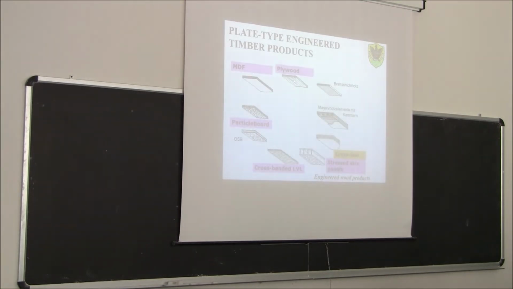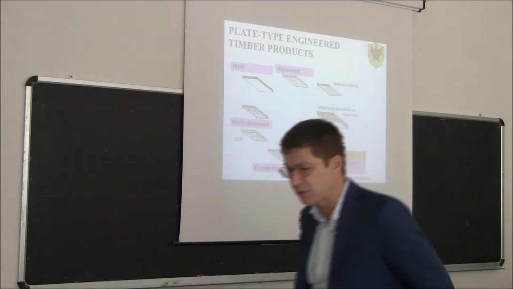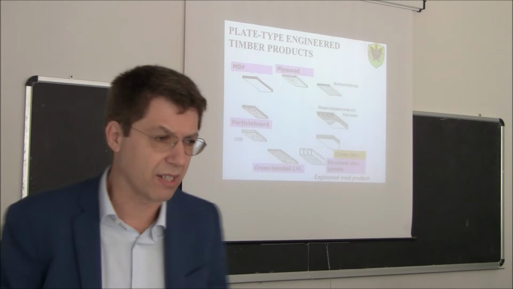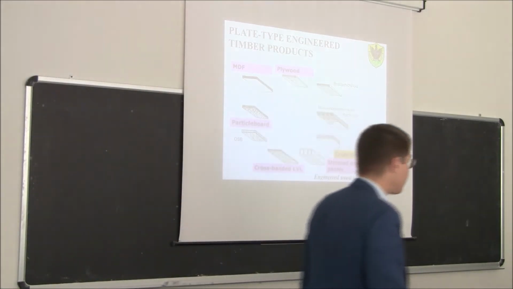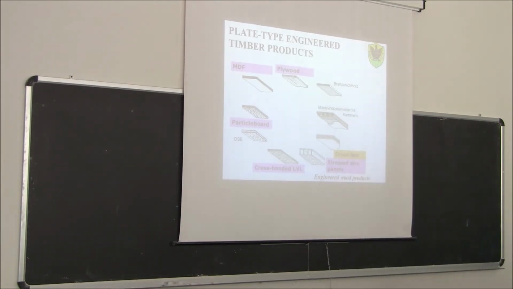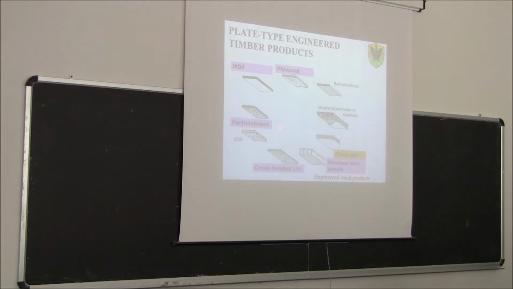So plate type engineered timber products, medium density fiberboard, we'll see later, it's the kind of product we use mostly from the furniture industry. It's mostly used for furniture, particularly for kitchens. Plywood. Plywood is used for, we will see, for floors and walls, perhaps not so common here in Italy. Particle board, floors and walls, also this one, it's a low strength material, so it's not so much used in the construction industry.